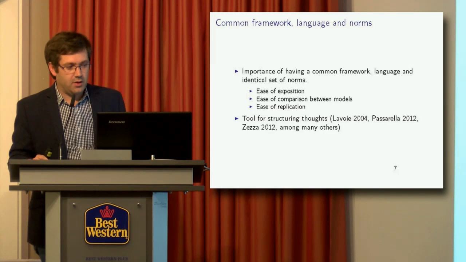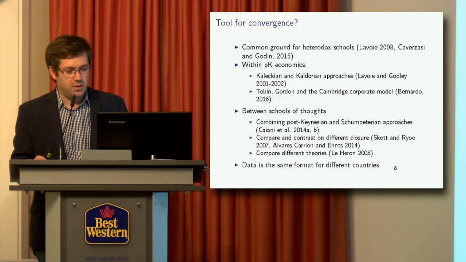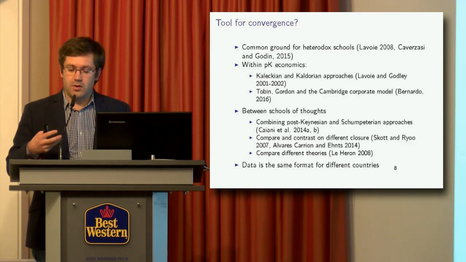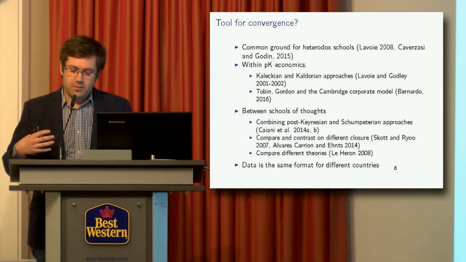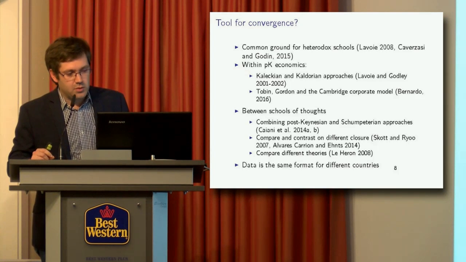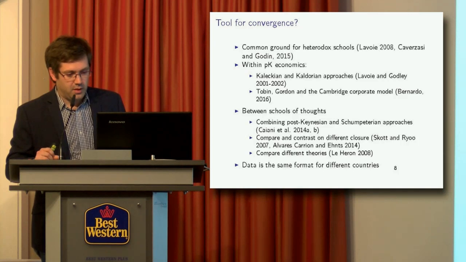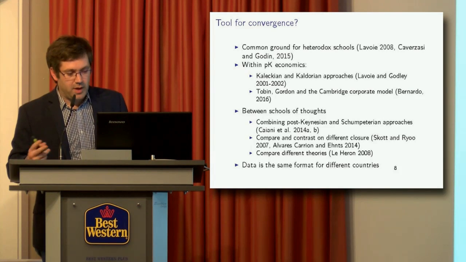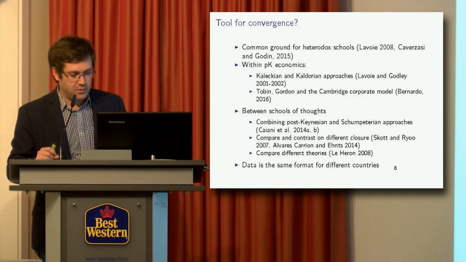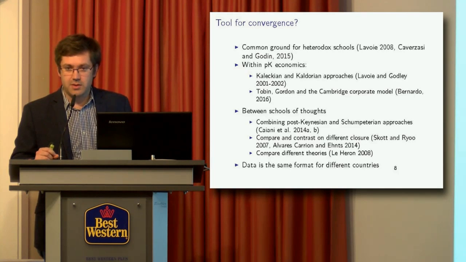The second point which I want to make here is that it's a tool for convergence. It has been highlighted by Mark in 2008, and we picked up on the argument with Eugenio. It could be used to facilitate comparison and a way to converge towards common policies and so on. It has been used within post-Keynesian economics by looking at Kaleckian and Kaldorian approaches, or by looking at the theory of Tobin, Godley and the Cambridge corporate model, recently done by Javier Bernardo in Kingston, or between schools of thought, combining post-Keynesian and Schumpeterian approaches, or contrasting different closures, as Scott and Ryu have done in 2007, or even as Edwin Le Heron has done, comparing different monetary theories.